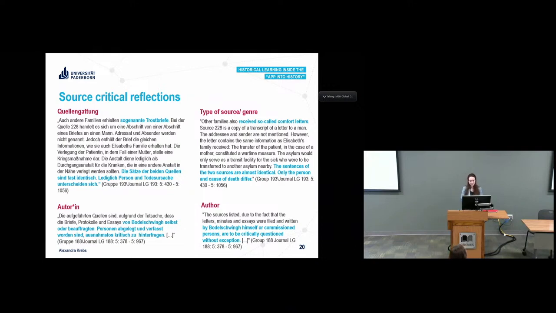Now, the sentences of the two sources are almost identical. Only the person and the cause of death differ. So they could see that, okay, here we have a special kind of source, a so-called comfort letter, and this is proof that there was euthanasia in the case of Elizabeth Philip. So I think that is very elaborated for high school students, and it's not normally seen in other empirical studies.